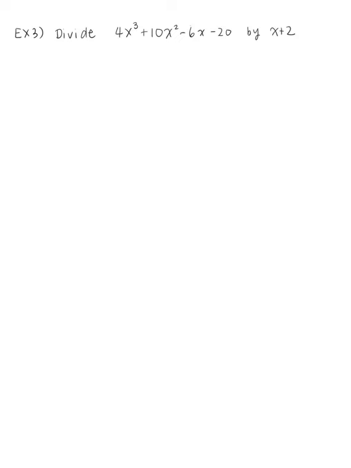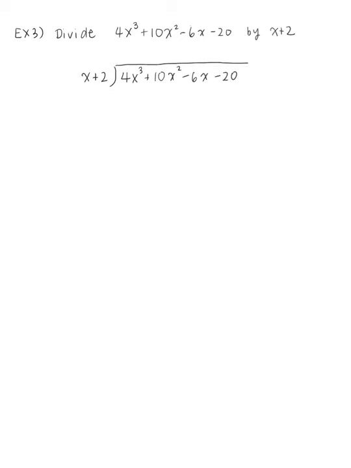Let's take a look at example 3. Divide 4x cubed plus 10x squared minus 6x minus 20 by x plus 2. So first, we're actually going to use long division of polynomials. Then let's do the synthetic division. Okay, so first I'm going to set this up. We have 4x cubed plus 10x squared minus 6x minus 20. Are we missing any terms? No, we have an x cubed, x squared, x, and a constant. We're good to go. And the whole thing is divided by x plus 2.